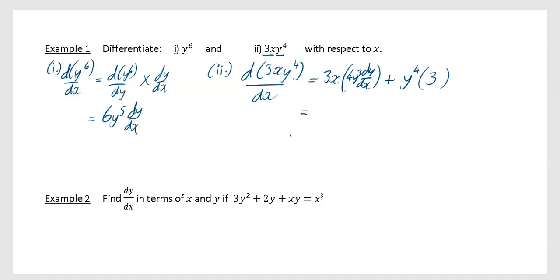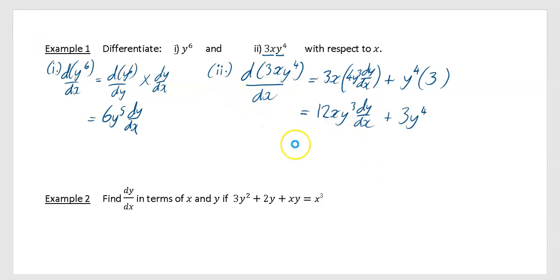Okay, that's a bit of a mess. We'll just tidy it up. So we have 3x times 4y cubed, which is going to be 12xy cubed, times dy by dx, plus then 3y to the power of 4, and that's it.